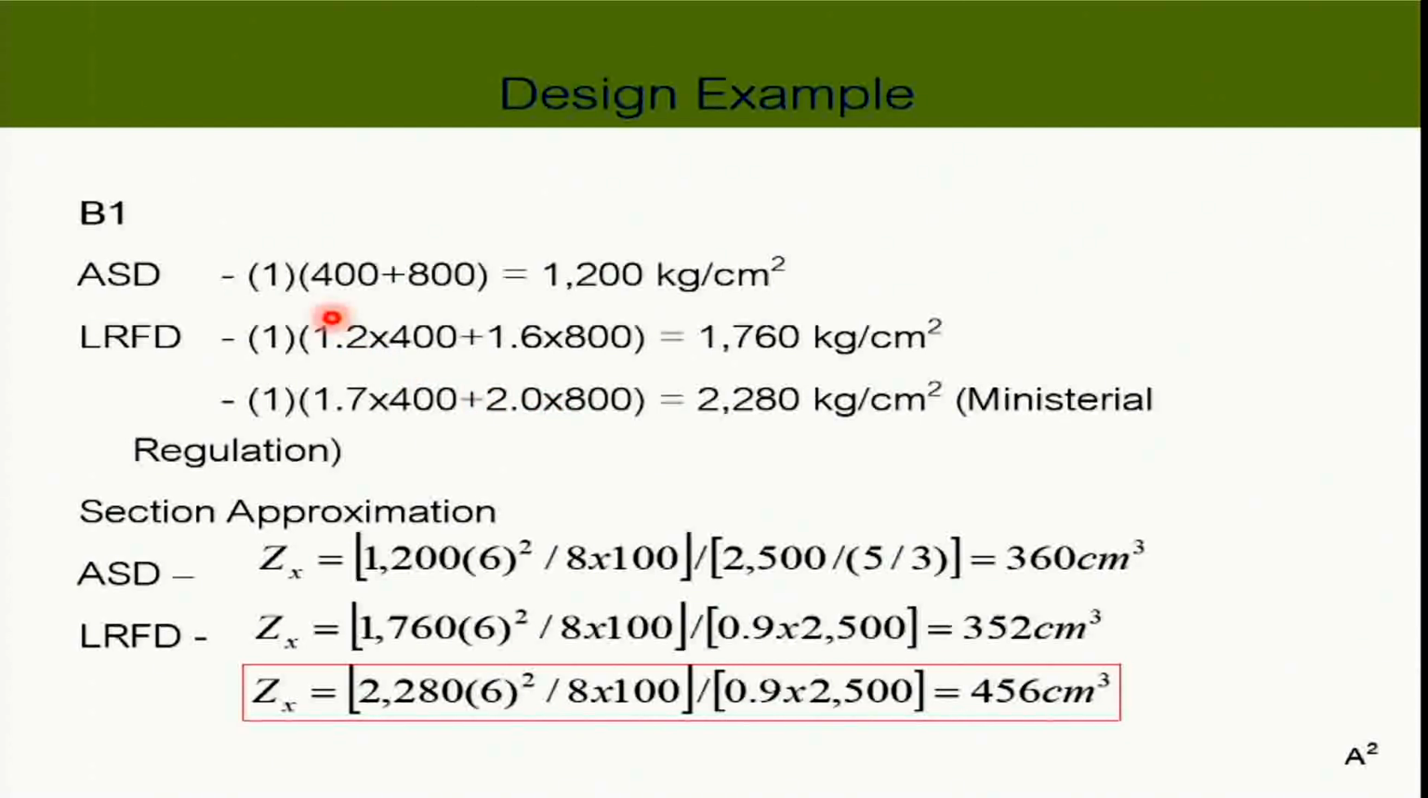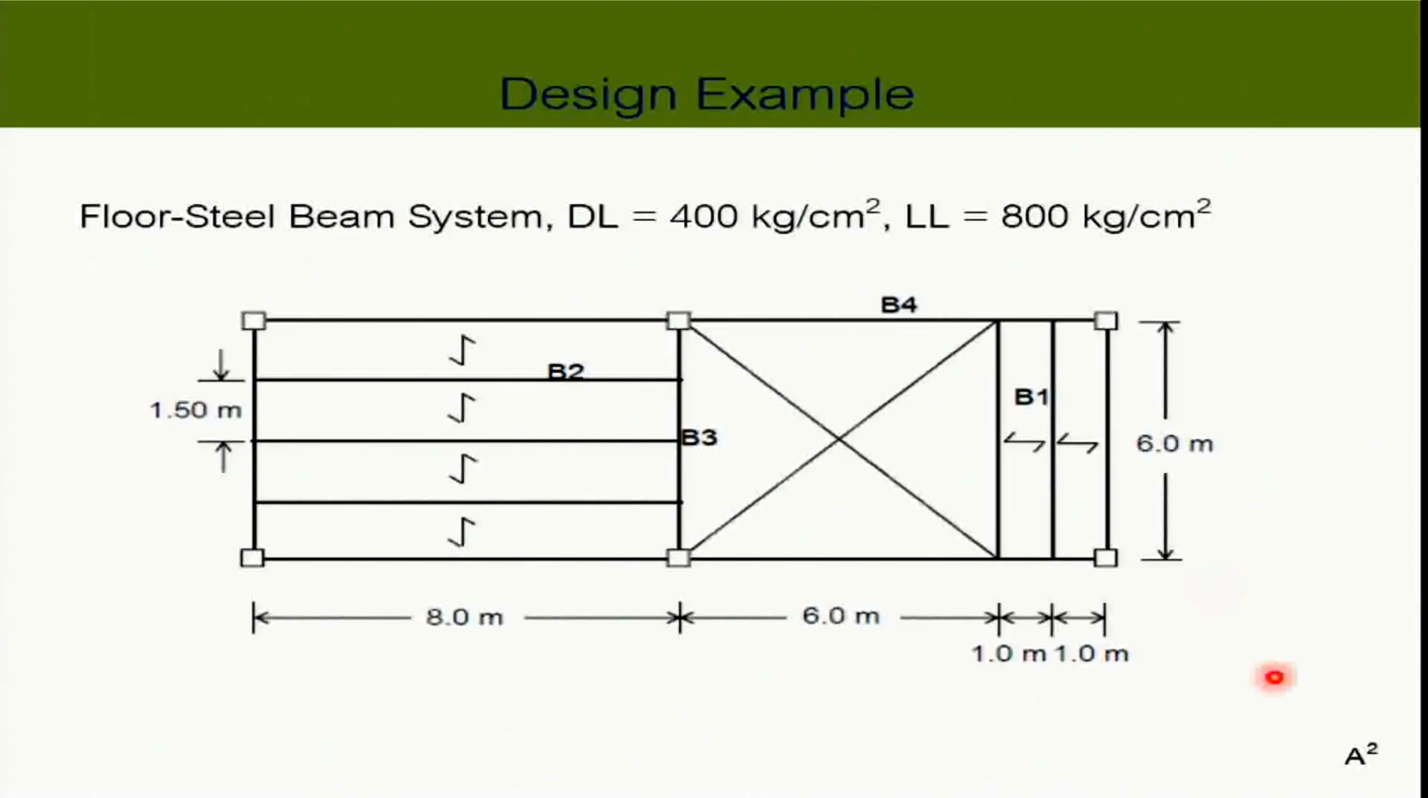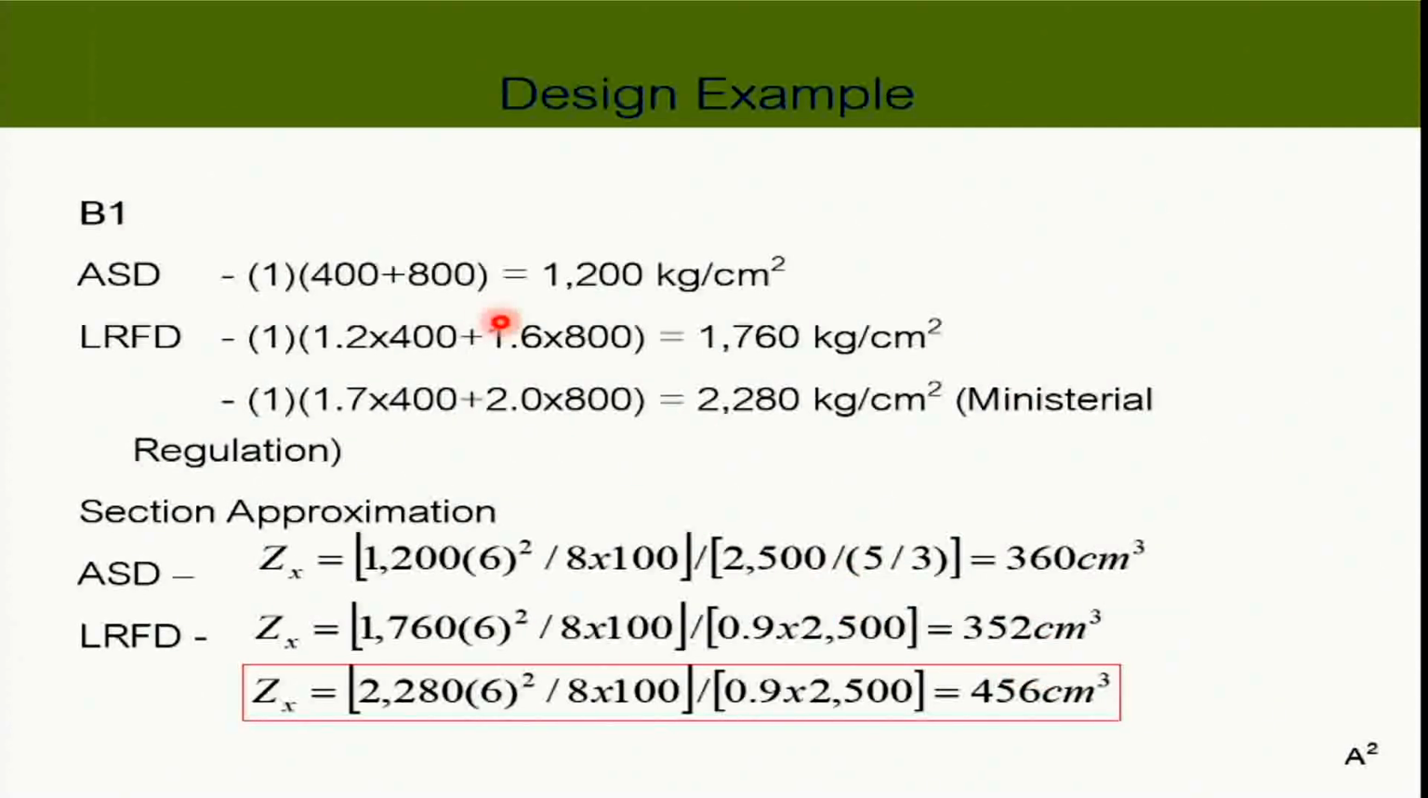So if it's ASD, the calculation of the uniform load on B1 is based on the tributary width, which is 1 meter, right? And dead load is 400, live load is 800. So that means the load on the beam B1 is 1200 multiplied by 1. For LRFD, it's 1.2 multiplied by dead load plus 1.6 multiplied by live load. And I'm just making a case here that if you use 1.7 and 2.0, it doesn't conform with the concept of ASD and LRFD with the magic number 1.5.